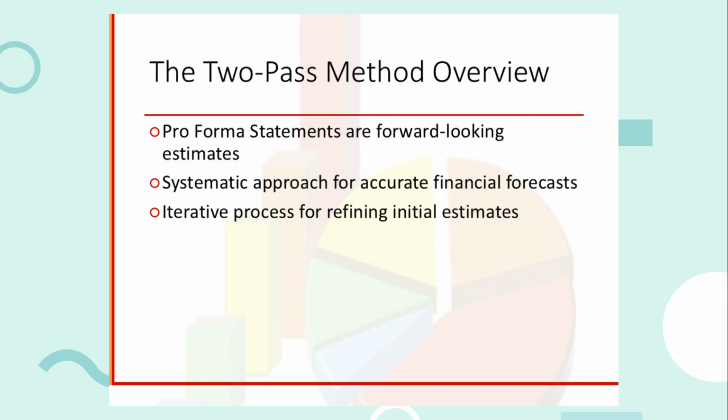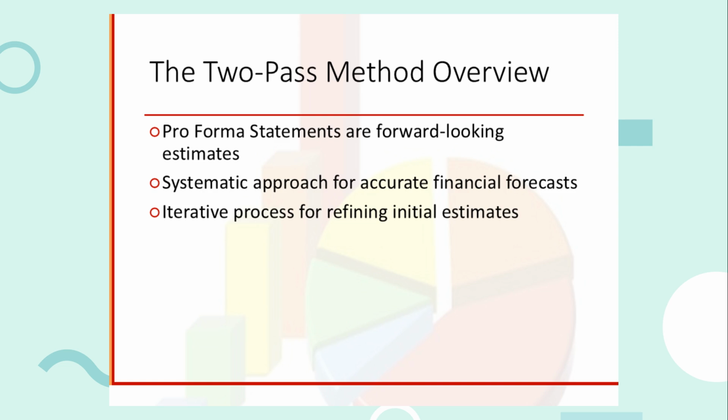Pro forma financial statements are forward-looking documents that estimate a company's future financial performance. One critical aspect of financial forecasting is determining the additional funds needed, or AFN, to support projected growth. The two-pass method is a systematic approach to calculate AFN, ensuring the accuracy of forecasts by refining initial estimates.